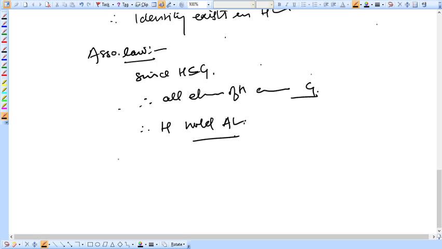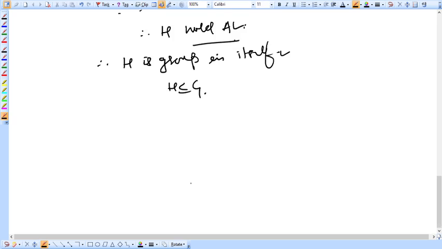Thus in this way all four properties are true for H. Therefore H is a group in itself, and it is also a subset of G, therefore H is a subgroup of G. So we have proved the theorem. Now we are going to take some examples on the one-step subgroup test and the two-step subgroup test.